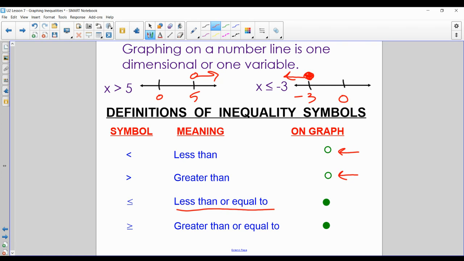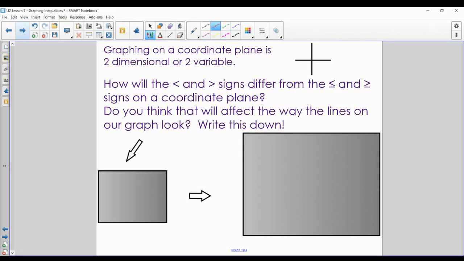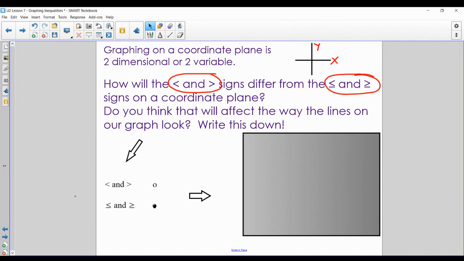Okay, so we're going to move from that today into ones that are two-dimensional, or two variables. So we're going to put them on an x, y plane. So how do you think the less than and greater than signs differ, and the less than or equal to and greater than or equal to? What I had just then was the open circle for the less than and greater than, the filled in circle for the less than or equal to and greater than or equal to. Here's how it changes.